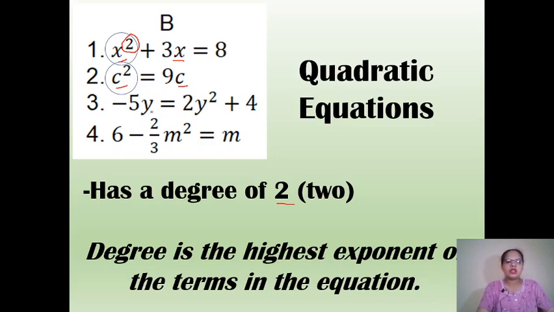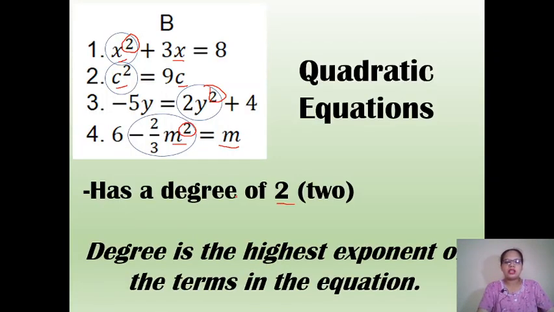For the third equation, considering y, the highest exponent is also 2. And considering m, for the fourth equation, 2 is also the highest exponent of m. So take note, kailan sinasabi na quadratic equation? Kapag ang pinakamataas na exponent na makikita natin for each variable is 2.